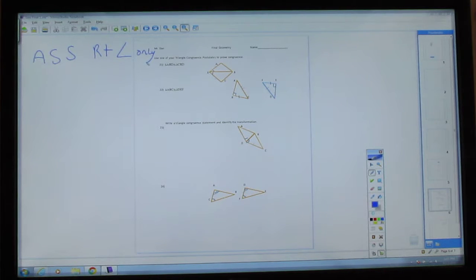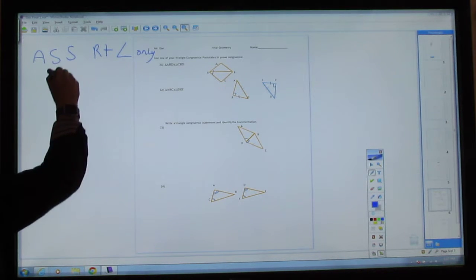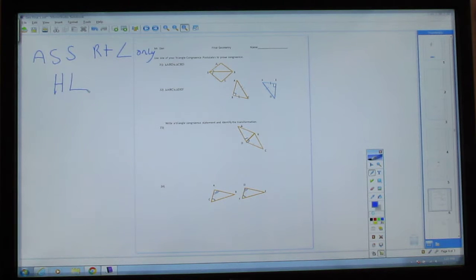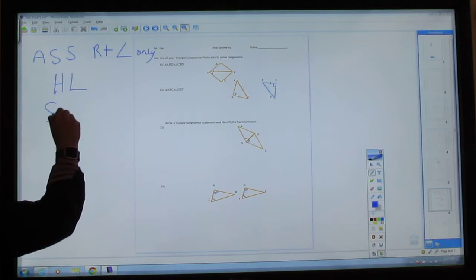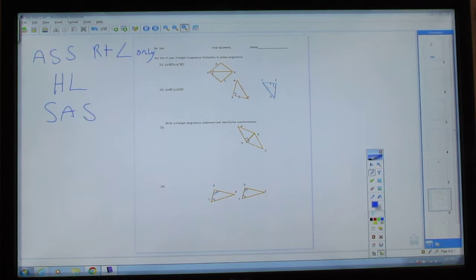Am I supposed to write this down? So, yes. But what does work, instead of angle side side, is HL. Okay? Hypotenuse leg. And another one that works is side angle side. Okay? And that's the side, the angle, and then the side.